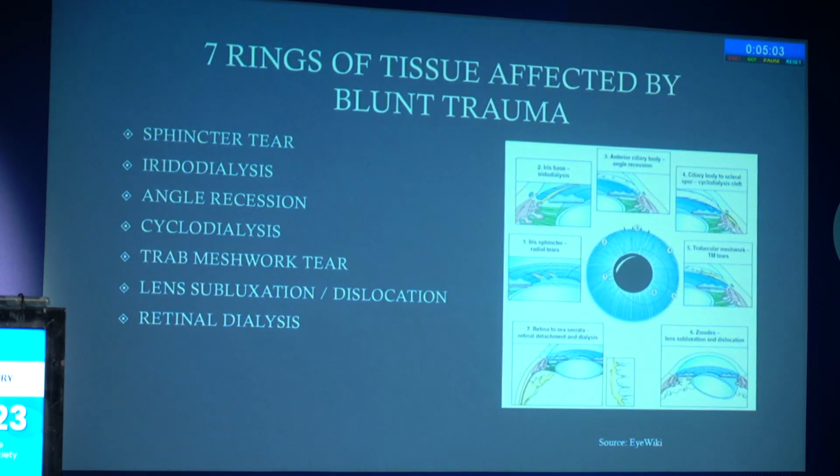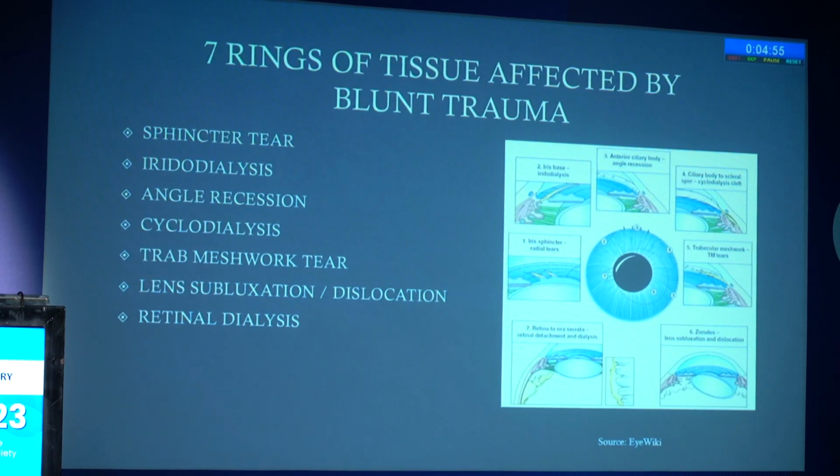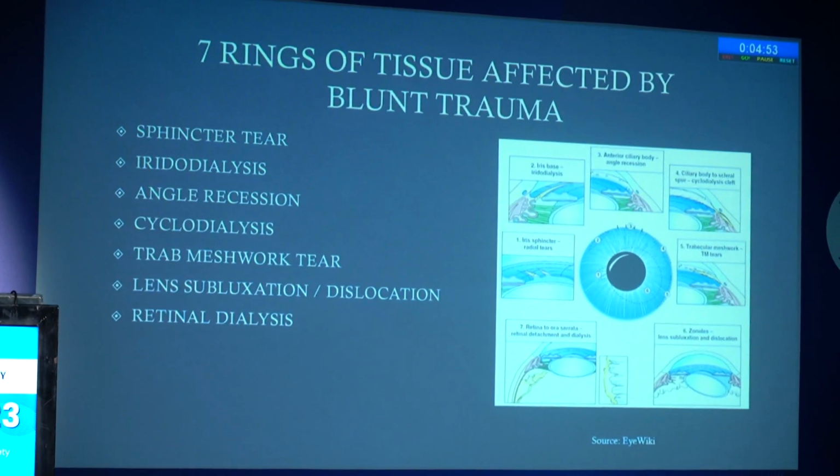The 7 rings of tissue affected by blunt trauma from anterior to posterior are the sphincter tear, the iridodialysis, angle recession, cyclodialysis, trabecular meshwork tear, lens subluxation because of zonular damage, and retinal dialysis. These we all know.